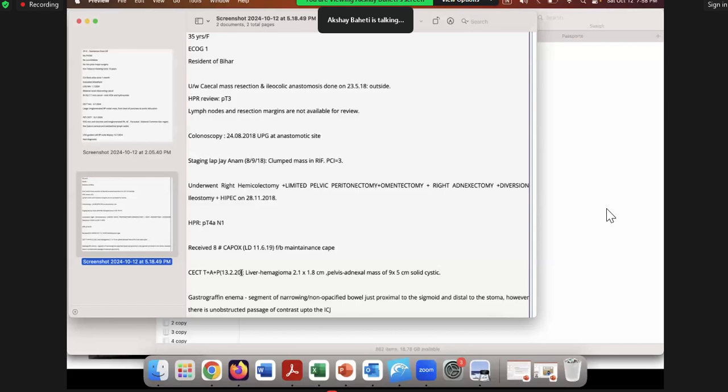So she's been treated completely. 2018, the treatment is over. She's cancer-free right now. All her chemotherapy is done, surgery is done. She doesn't have cancer. She comes, there's the scan. And this is what the report, I think it's an outside scan, said: liver hemangioma, let's leave the hemangioma, and an adnexal mass, which makes you worried, right?